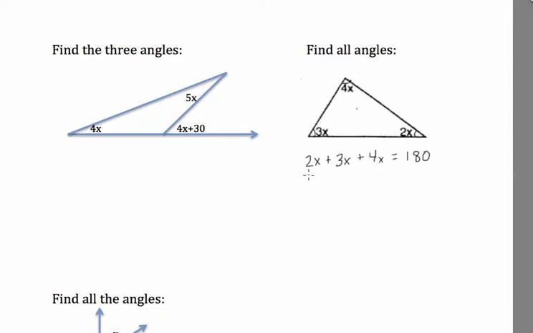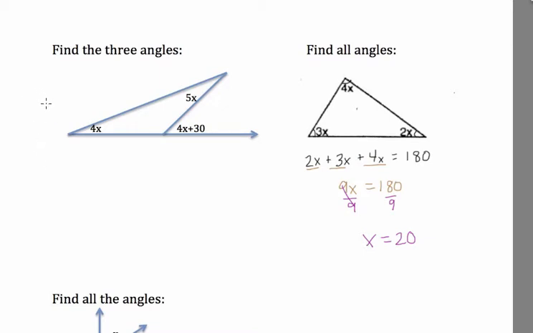So let's see, can I simplify it at all? Yes, I can add my like terms. 2x plus 3x plus 4x. 2x plus 3x is 5x plus 4x is 9x all together. I don't have x's on both sides, so I can just go right into solving. Undo what's been done to the x. So go to the side with the x. To undo timesing by 9, you divide by 9. X equals 20.